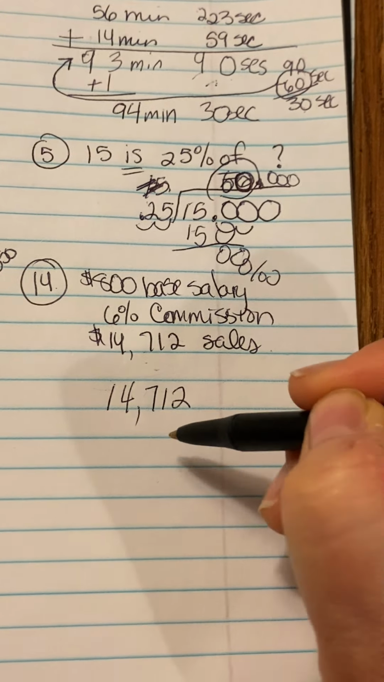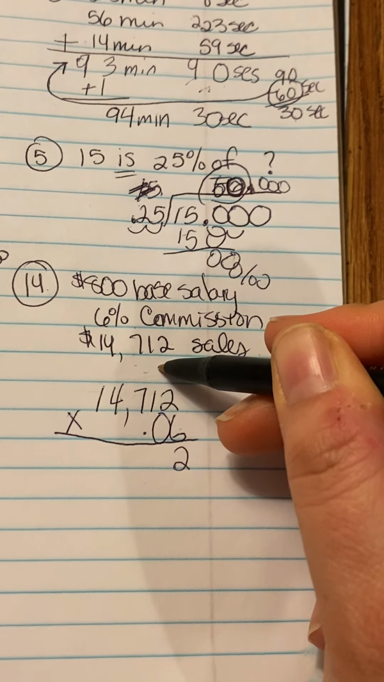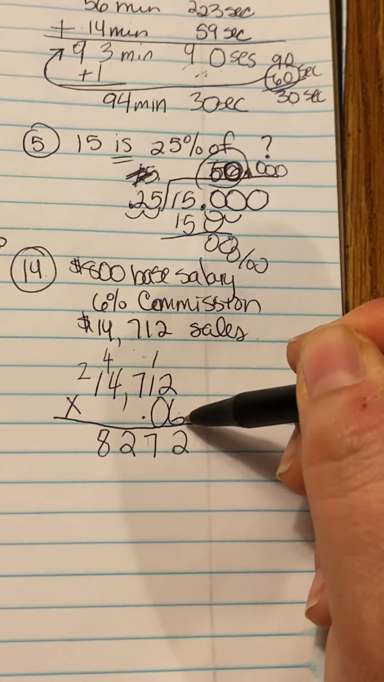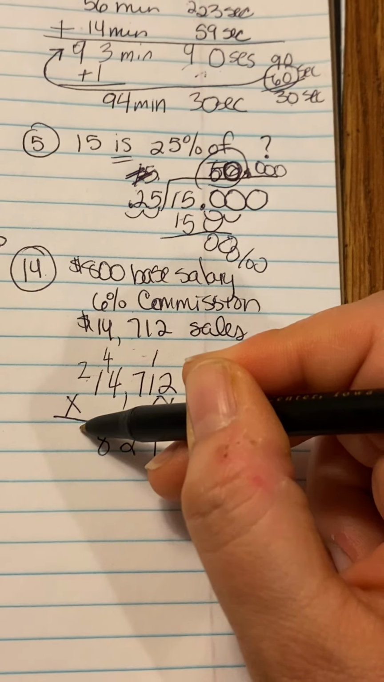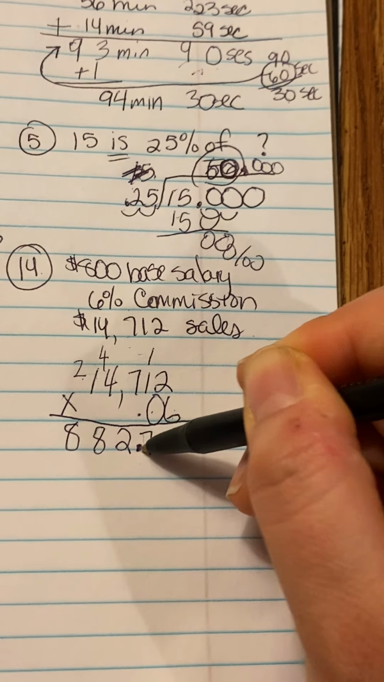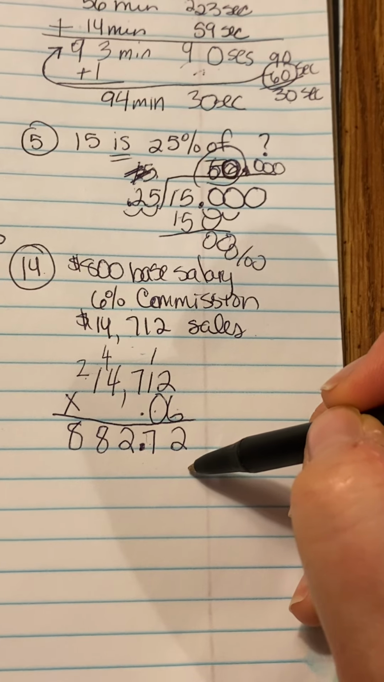What's 6% as a decimal, guys? 0.06. I hope you didn't say 0.6. All right, so 2 6s are 12. Drop the 2, carry the 1. 6 7s are 42, plus 1 is 43. Drop the 2, carry the 4. 4 6s are 24, plus 4 more is 28. Drop the 8, carry the 2. 6, 7, 8. Then we add our decimals: 1, 2. So our commission is $882.72. That's not all we made.